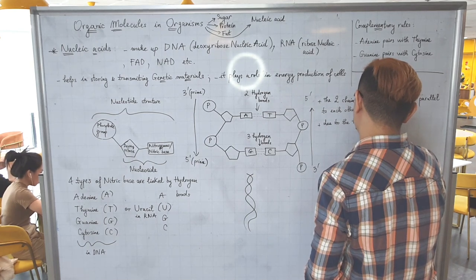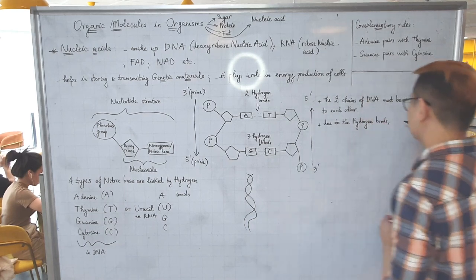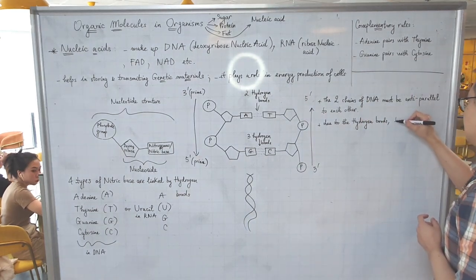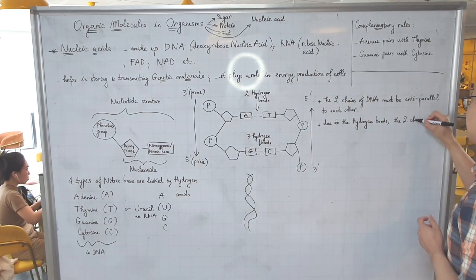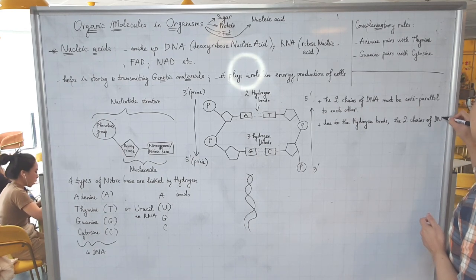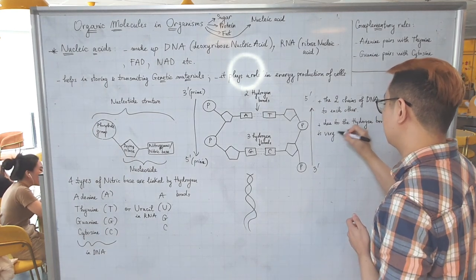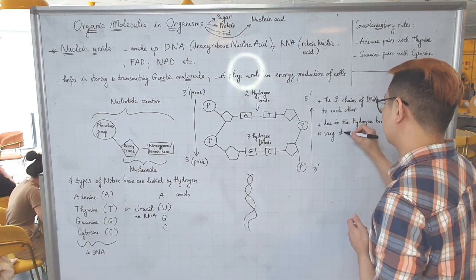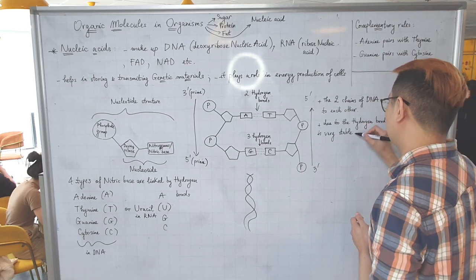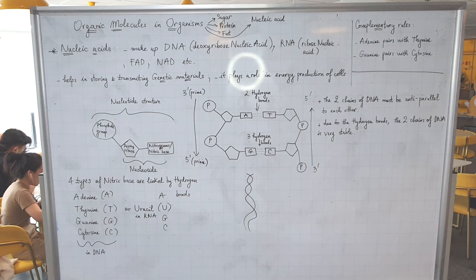Due to the hydrogen bonds, the two chains of DNA are very stable. Very stable, it's hard to break it.